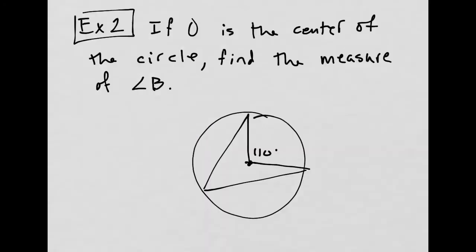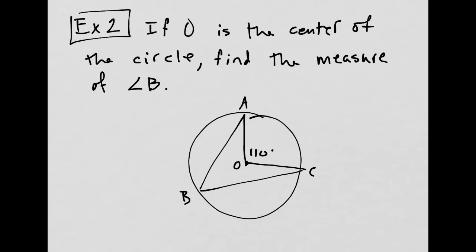That's an easy one. That's no problem. In this next problem, that's O, and this is B, A, C. So for circles, you have measures of angles on the inside. So here, that's 110 degrees. But you can also measure the arc.